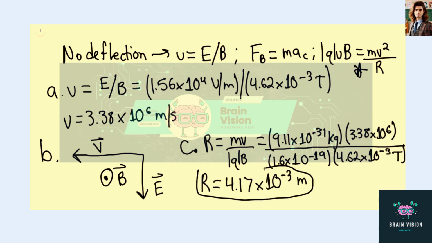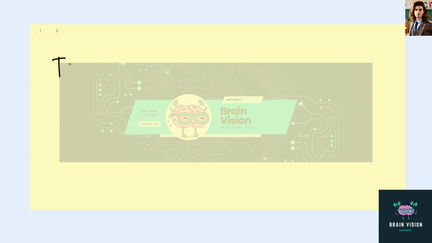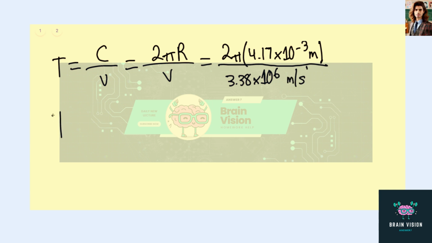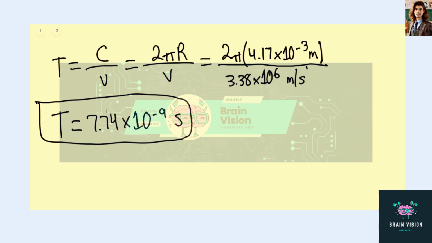So this would be your answer. Now, however, the other question to part C is asking for the period. So we can say that the period is simply going to be equal to the circumference divided by the velocity. So we can say 2 pi r divided by v. So we can say 2 pi times the r that we just found, 4.17 times 10 to the negative third meters, and then divided by the velocity of 3.38 times 10 to the sixth meters per second. And so the period is going to be equal to 7.74 times 10 to the negative ninth seconds. So this would be the time per revolution. That is the end of the solution.